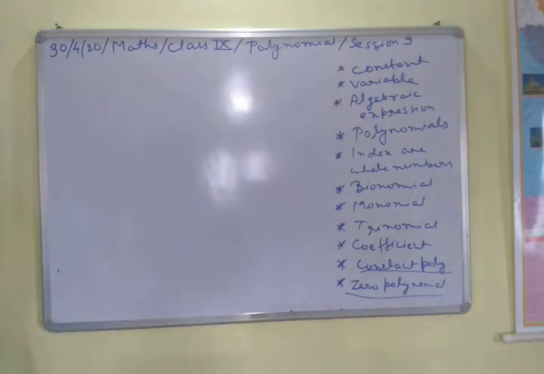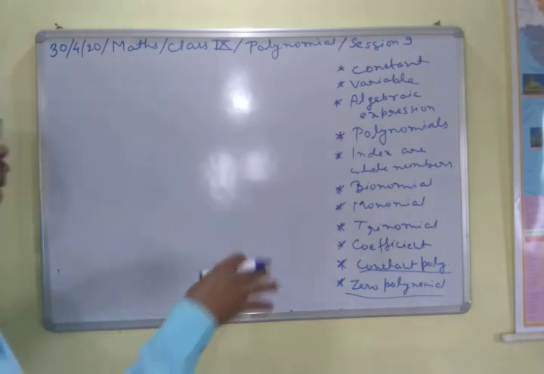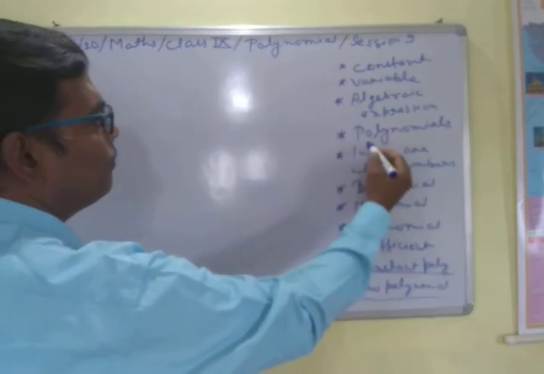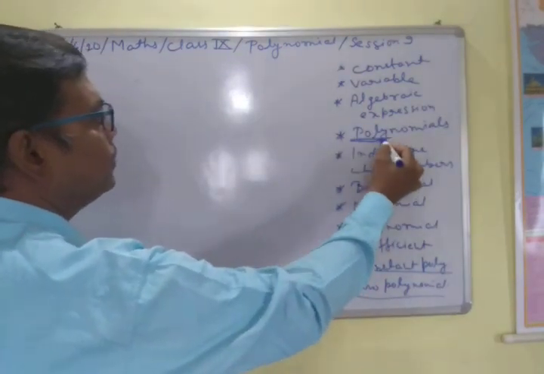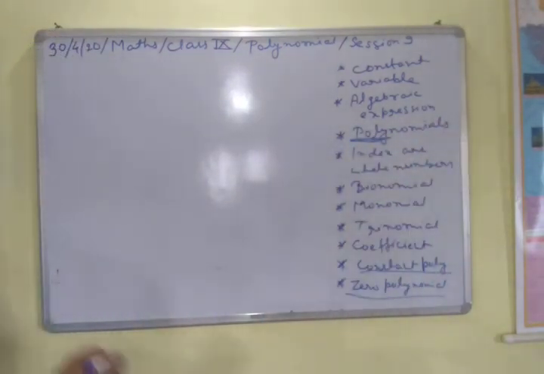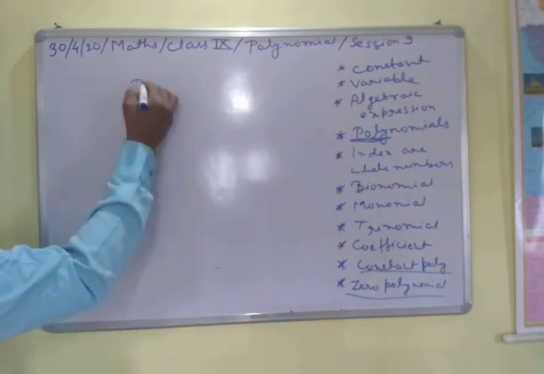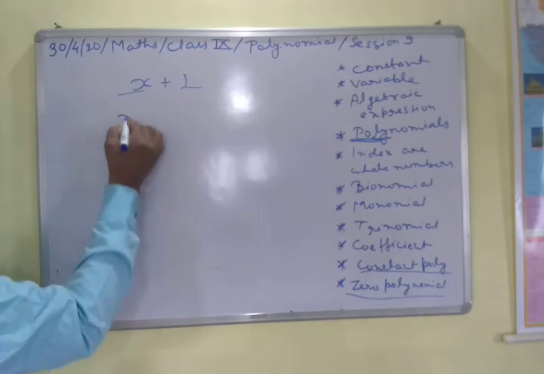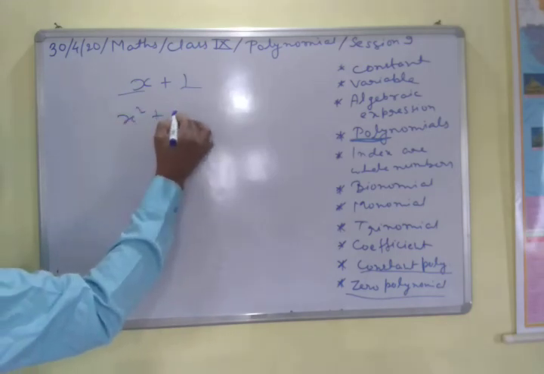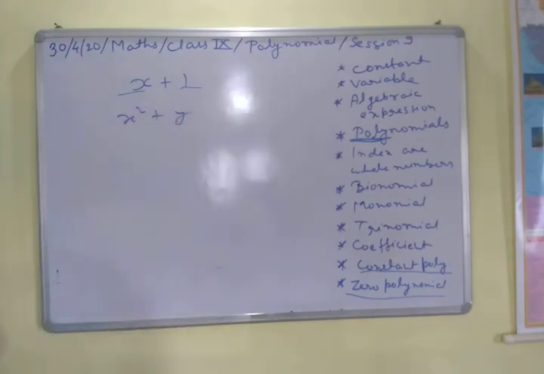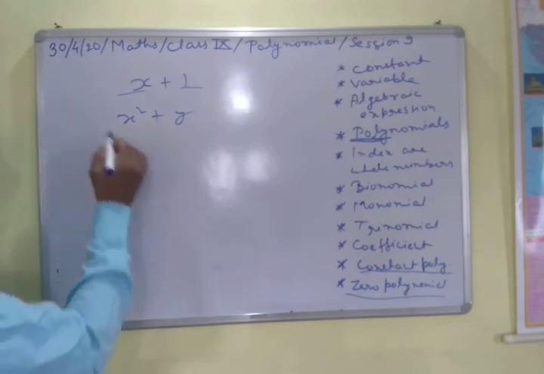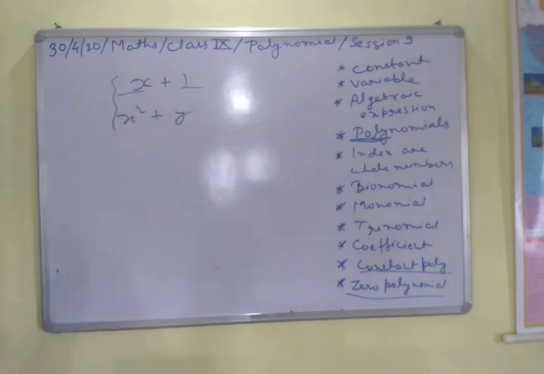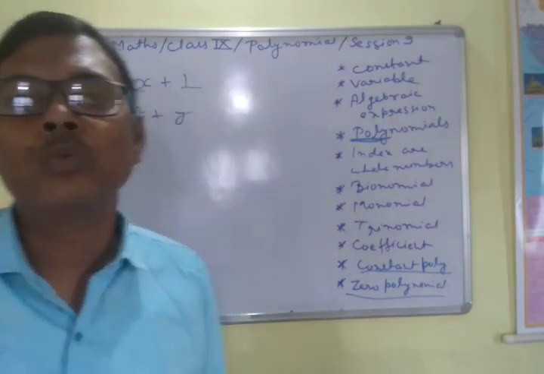The next one is, what is the meaning of the binomial? Like I told you, in polynomial, poly means many terms. But when we say binomial, x plus 1 is an example of a binomial, because it has 2 terms. Or suppose x square plus y, this is also a binomial. So these are the examples. When there are only 2 terms in a polynomial, then it is called a binomial.